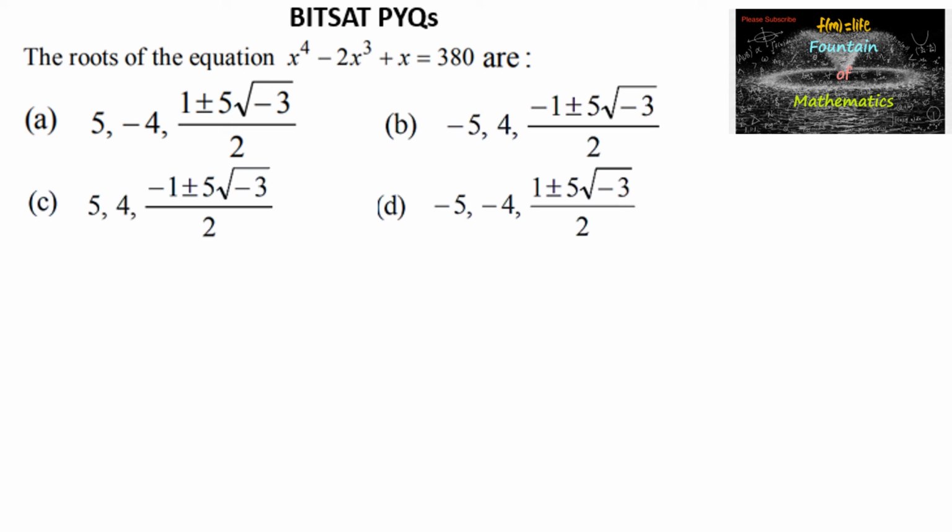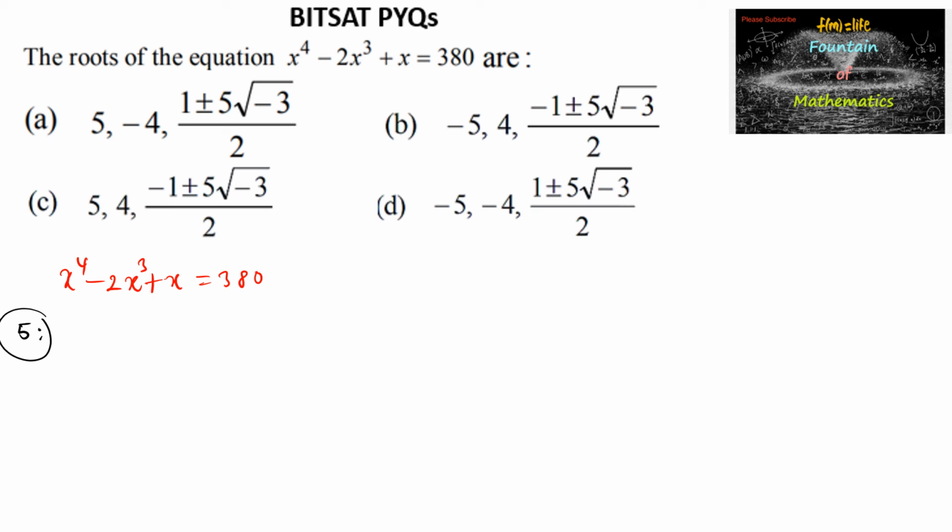We need to find the roots of the equation x power 4 minus 2x power 3 plus x is equal to 380. Let's verify among the options. So two real numbers, say 5 and minus 5, 4 and minus 4. Let's check with 5.